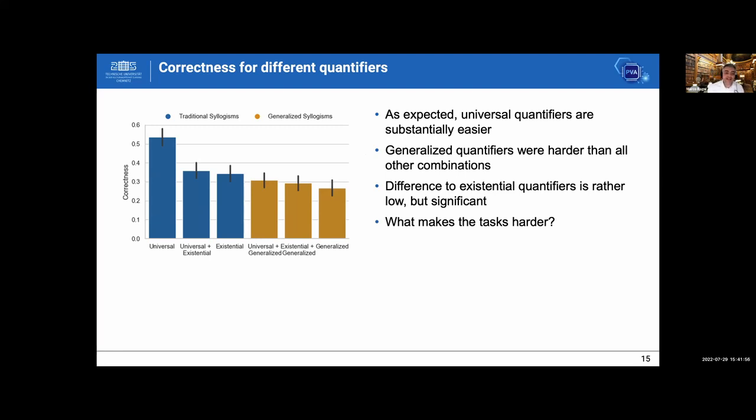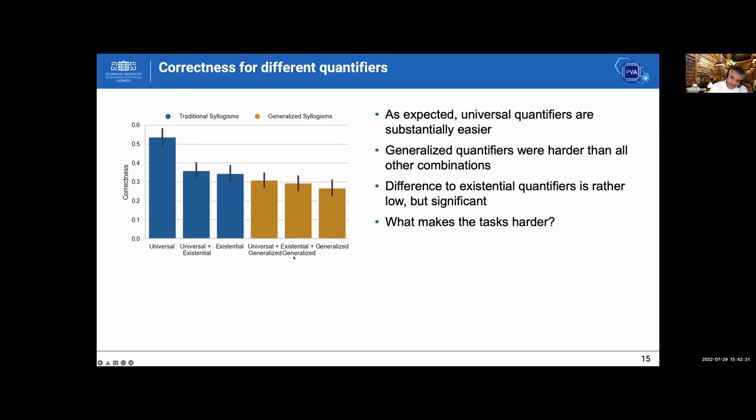If we look at this graph, we have the correctness from 0 to 0.6. Here we have our quantifiers: just universal, universal plus existential, existential. We see what I said before, that with existential it gets more difficult, so the correctness decreases. And if we look just at the generalized quantifiers, we see that in fact they are harder. People perform worse for the universal plus generalized, and so on.